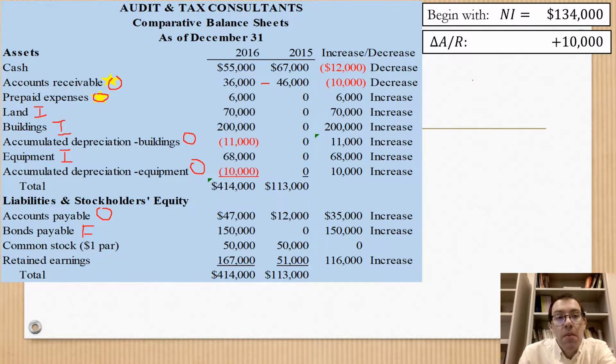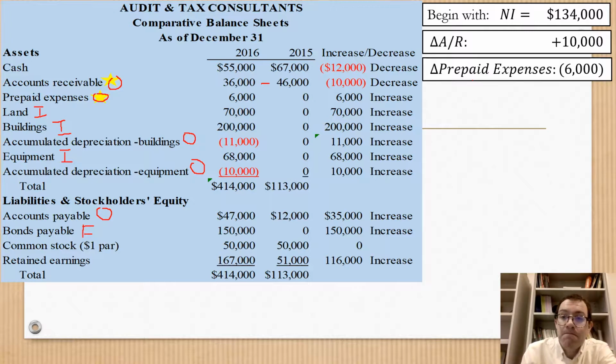Alright, next item, prepaid expenses. It looks like you started with 0 and you ended with $6,000, whether it might be prepaid rent or prepaid insurance. So that's a negative operating cash flow, but no expense, right? If prepaid rent goes up, cash goes down. I don't see any expense there. But it is a negative cash flow, so we need to subtract that.